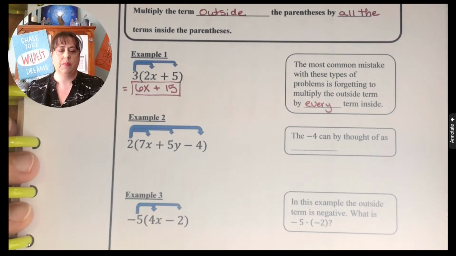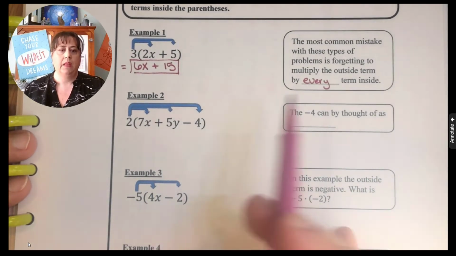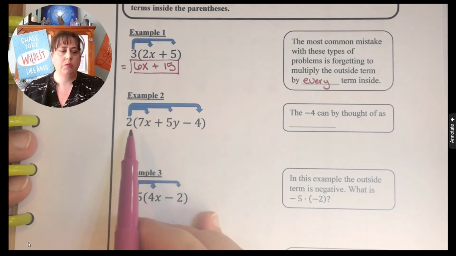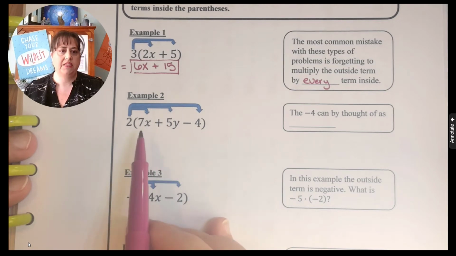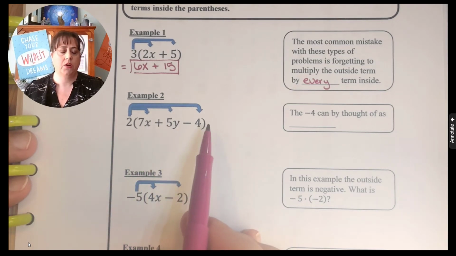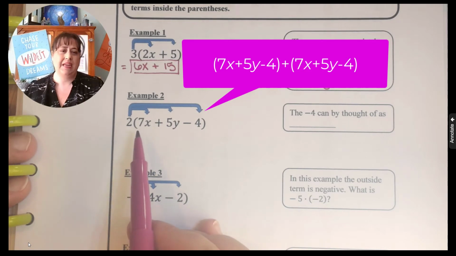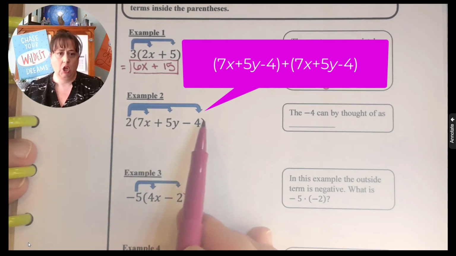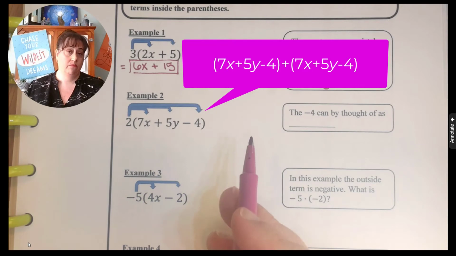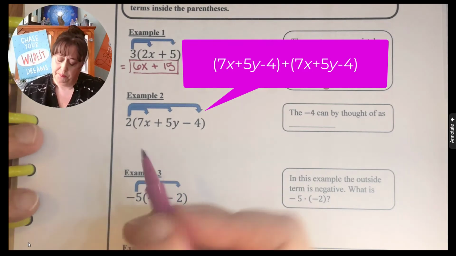So let's look at the next one. We have 2 times the quantity of 7x plus 5y minus 4. So we're going to multiply everything in here by 2. What this is really saying is we have 2 of these long things. That's it. That's what it's saying.